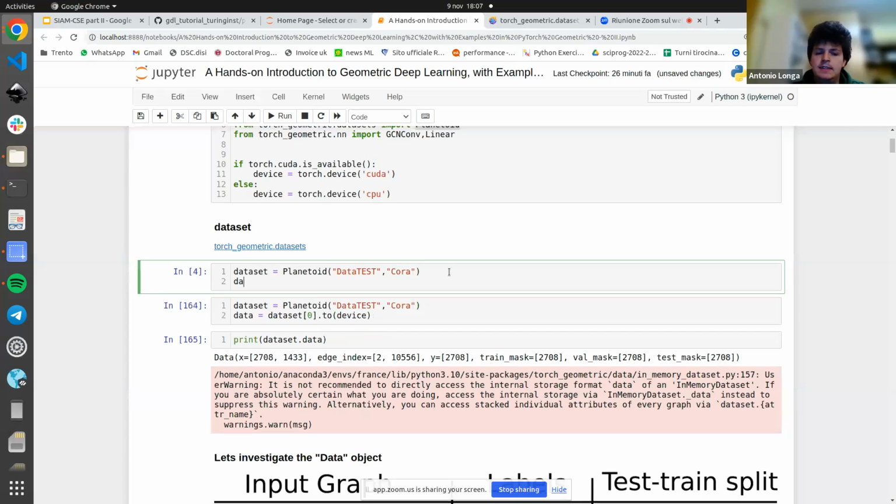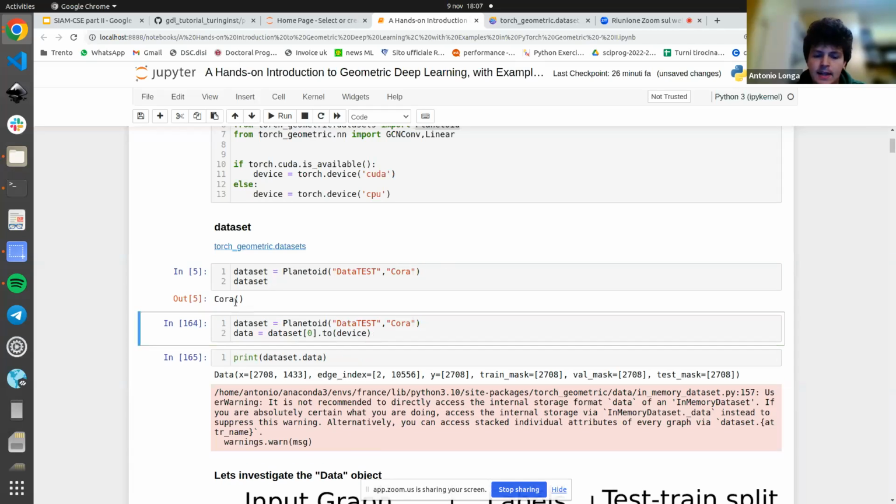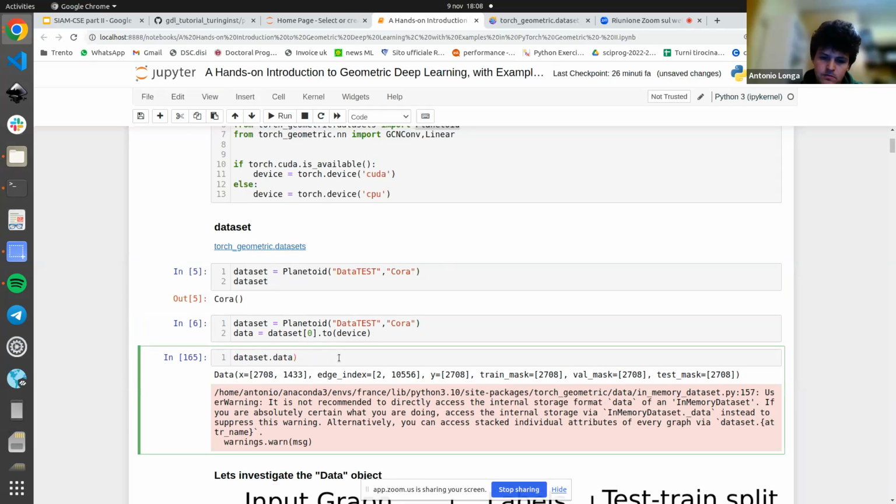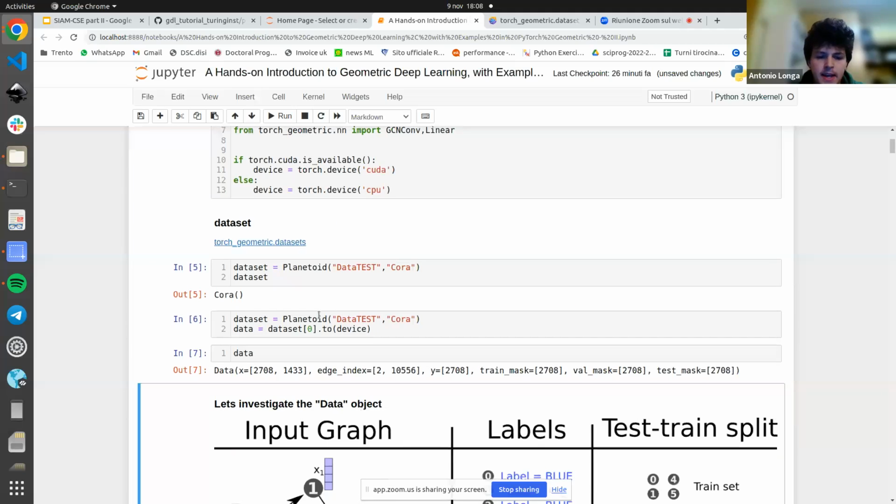Let's inspect this dataset. If we print this dataset, you can see that there is only the name of the dataset, and then we can move the data, the dataset in position 0 in this case, because it's one unique graph, to our device, which in my case should be CUDA. Now, the dataset object has, let's start from the data, I think. If you look at the data object, you can see that there is the X feature, in which you have all the information about the graph.